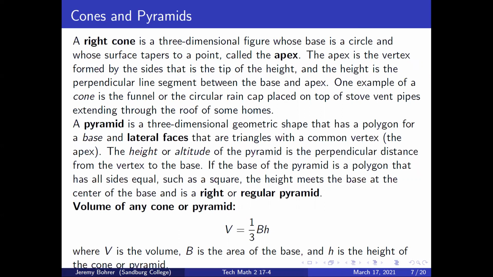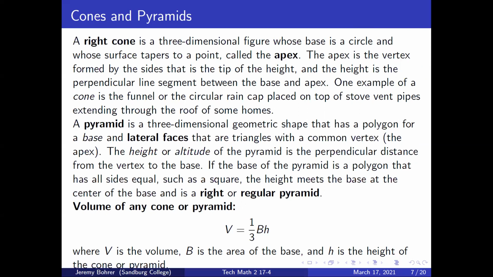A right cone is a three-dimensional figure whose base is a circle and whose surface tapers to a point called the apex. The apex is the vertex formed by the sides, that is, the tip of the height, and the height is the perpendicular line segment between the base and apex. One example of a cone is the funnel or the circular rain cap placed on top of stove vent pipes extending through the roof of some homes.